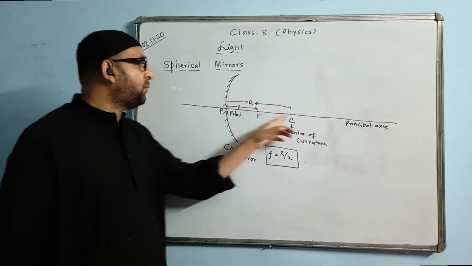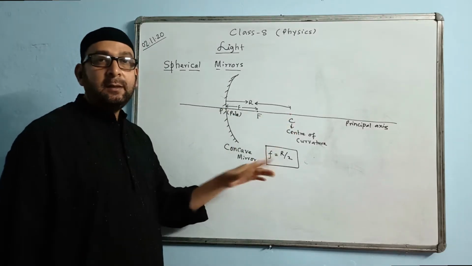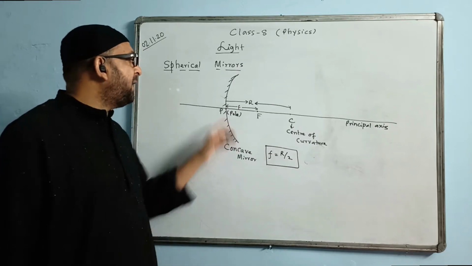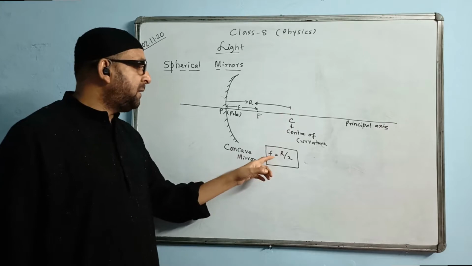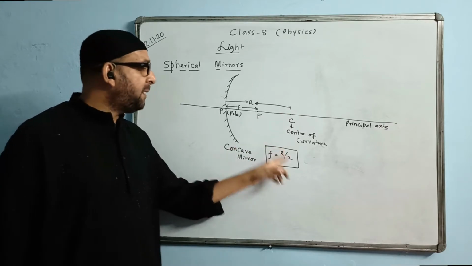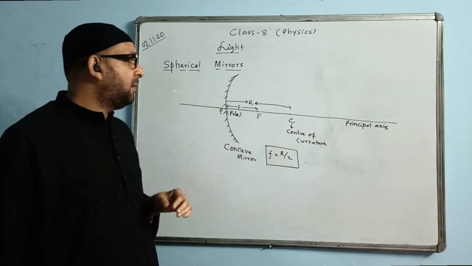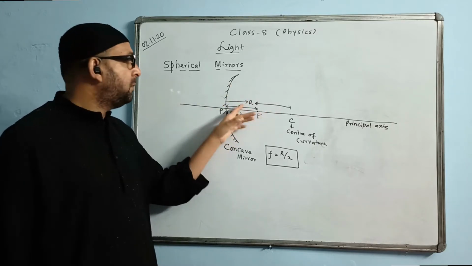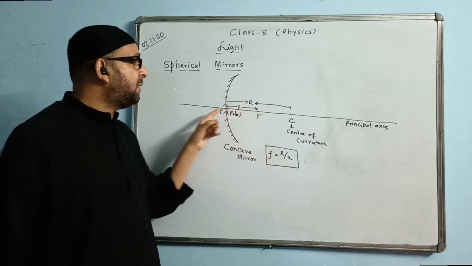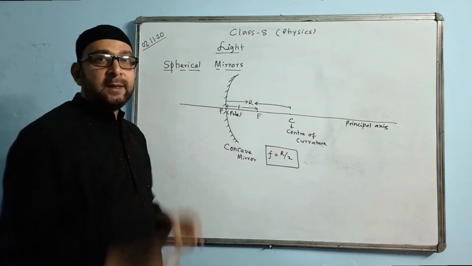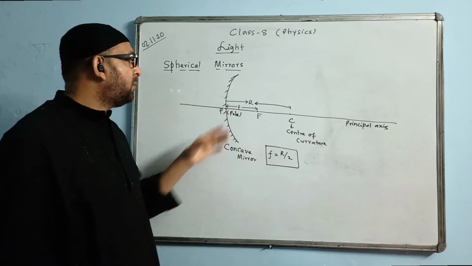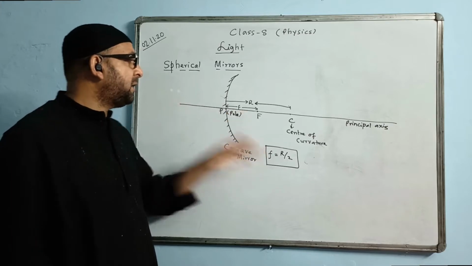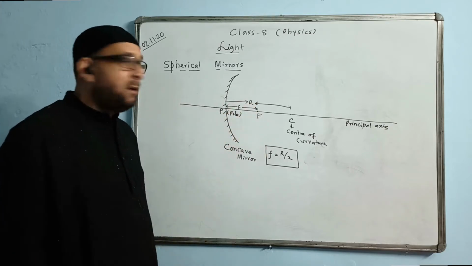If radius of curvature is 40 centimeter, then focal length will be 40 by 2, that is 20 centimeter. If radius of curvature is 50 centimeter, then focal length will be 50 by 2, the answer is 25 centimeter. On the other hand, if the focal length is 10, what is the radius of curvature? Double. R will be 2F. Radius will be more and focal length will be exactly half of it, or radius of curvature will be twice the focal length. So that is the relationship between R and F.